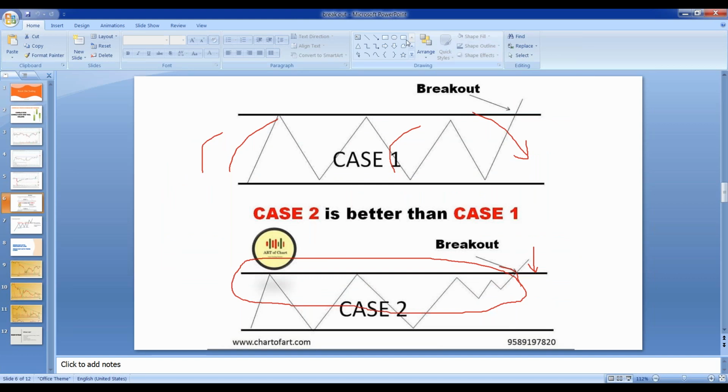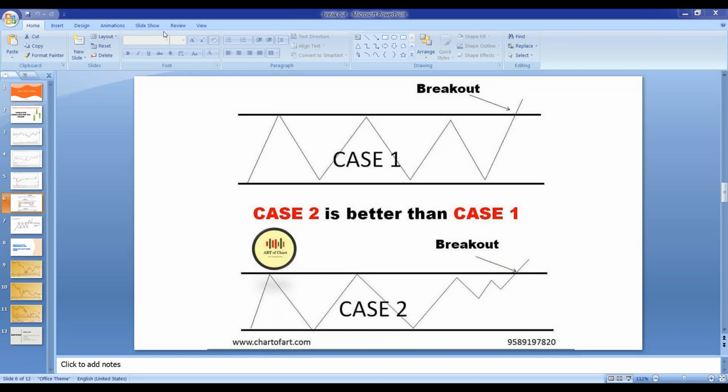So whenever we are looking for a breakout, there are two kind of cases. So now if you are seeing these two cases, what is happening here, that stock is moving in a particular range. Now if we compare these two cases, the case 1 and case 2, case 2 is far more better than case 1. Why is this far more better?